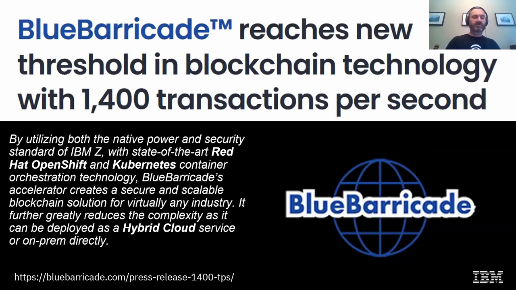Blue Barricade is a vendor out of Scandinavia. They do a ton of awesome work around blockchain technology, and they recently put out a press release stating that they had reached this amazing milestone of 1,400 transactions per second for a blockchain solution. And this is basically the IBM blockchain platform running on OpenShift on IBM Z and Linux One. They're really leveraging the design and the engineering around the processor technology of Z, the security differentiation of the platform to host this solution, and achieve this amazing milestone of 1,400 transactions per second.